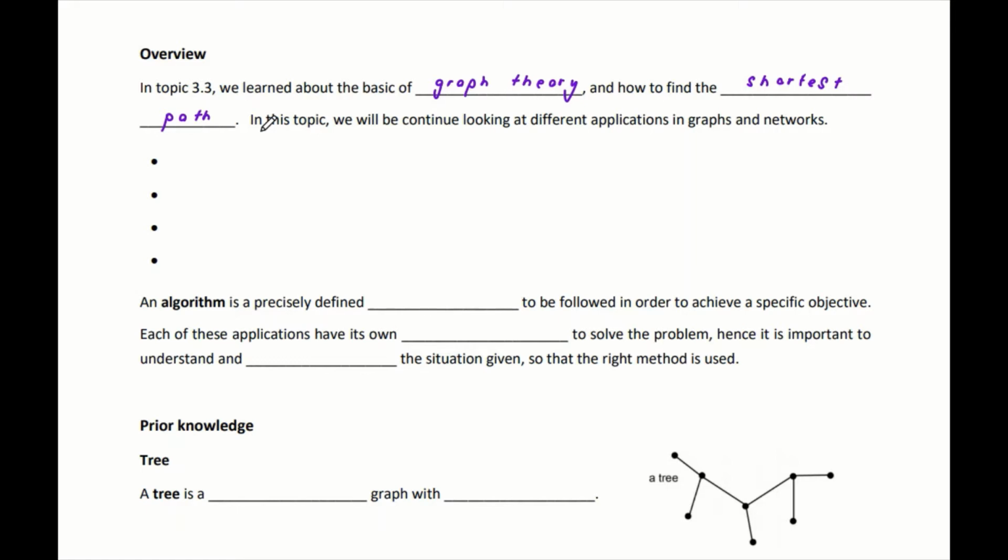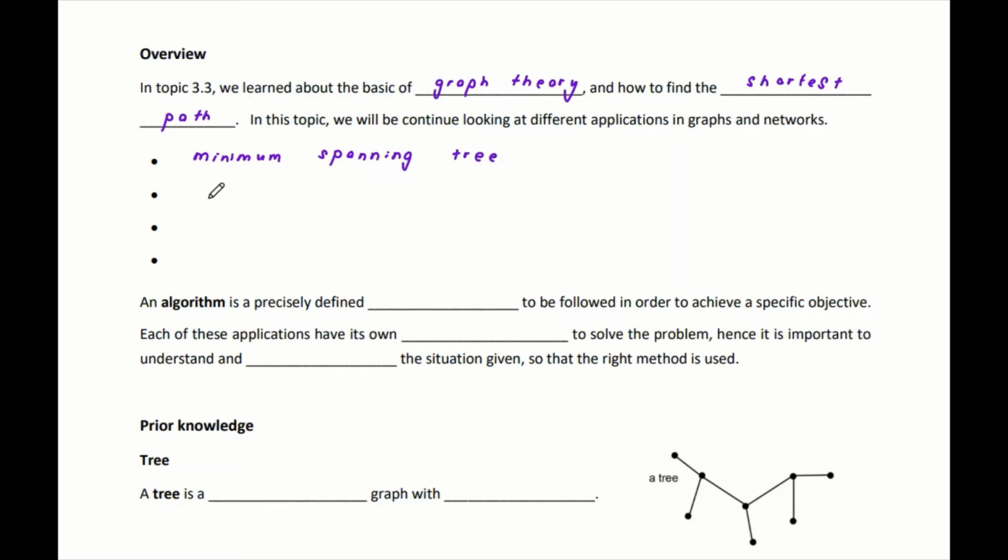In this topic, we are going to continue to look at different applications in graphs and networks. There are a total of 4 different applications that you need to learn, which are the 4 subtopics under this topic. The first one, which is what we are going to do today, is called the minimum spanning tree. We are going to use 2 lessons to complete this, today's lesson and Thursday's lesson.